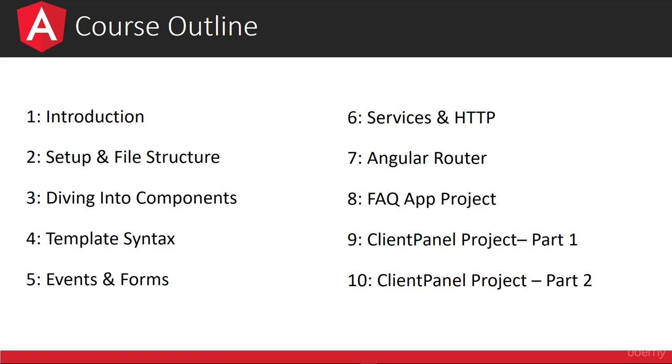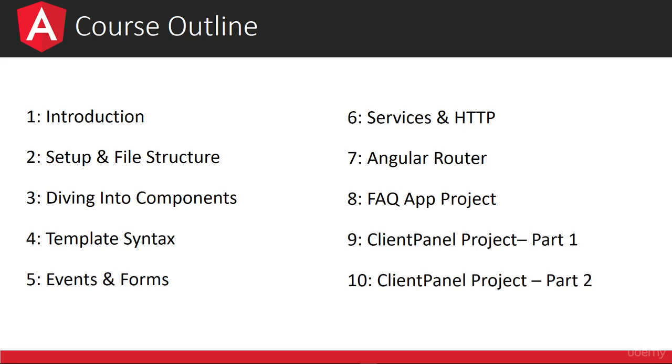In section 6, we're going to be talking about services and HTTP. A service is a way to send data and functionality across multiple components. We'll talk about the advantages of services, and then we'll create one. We're also going to look at observables, which are kind of like data streams, and then the rest of the section will be dedicated to the HTTP component and making requests to a server.